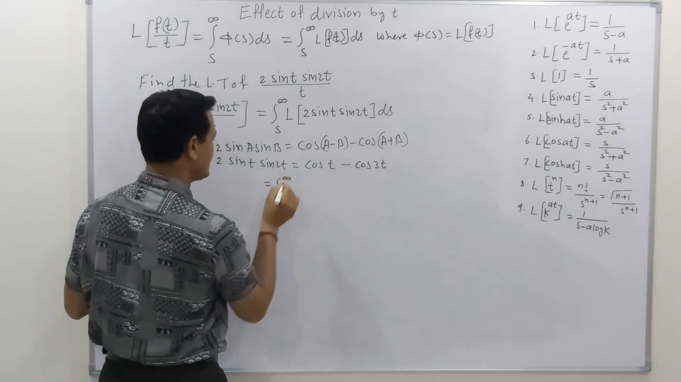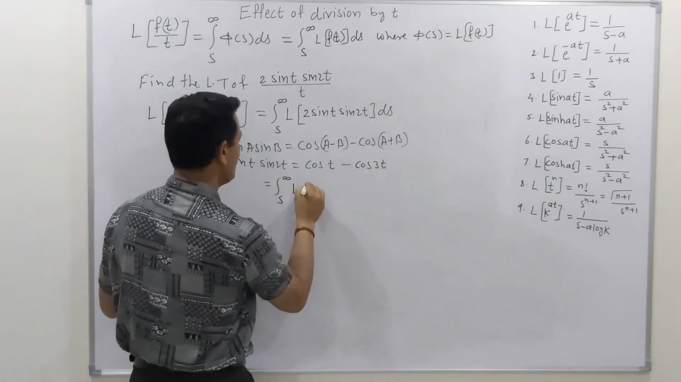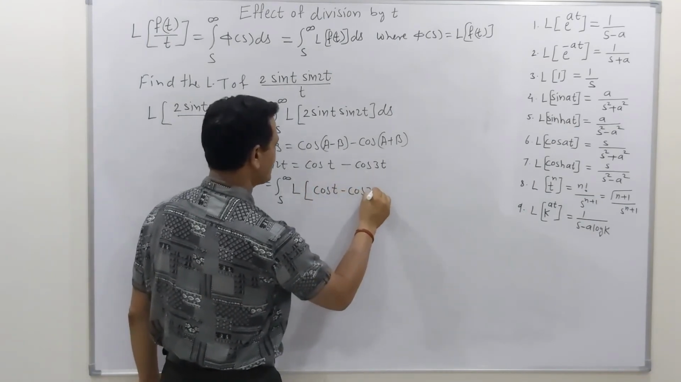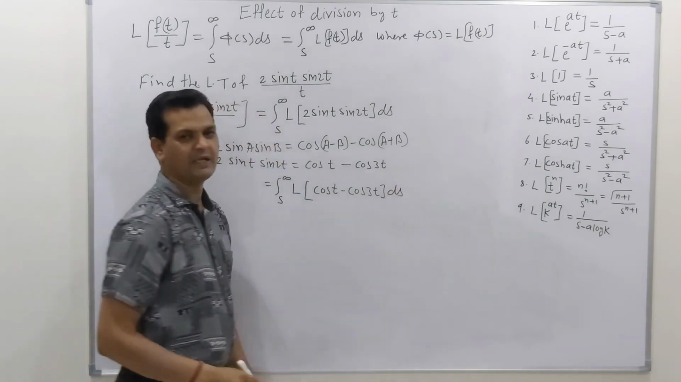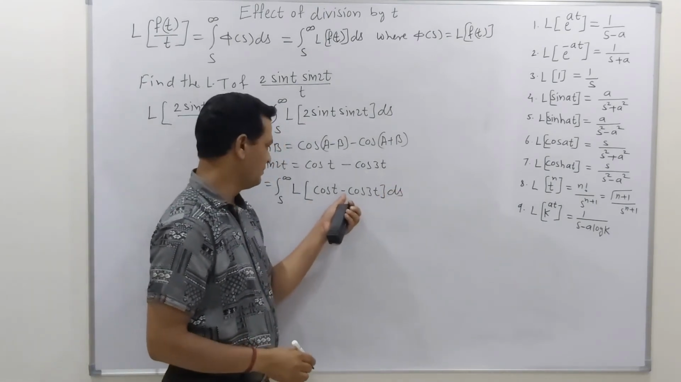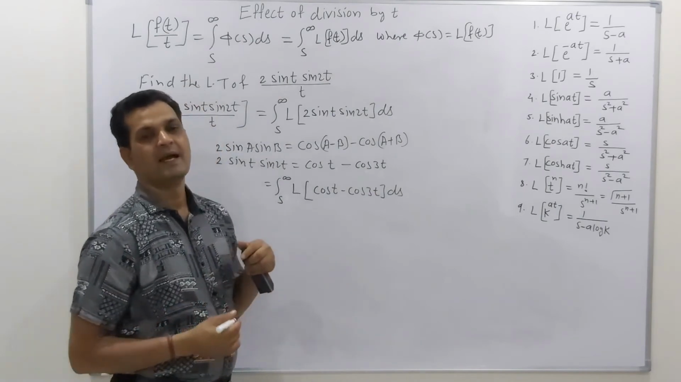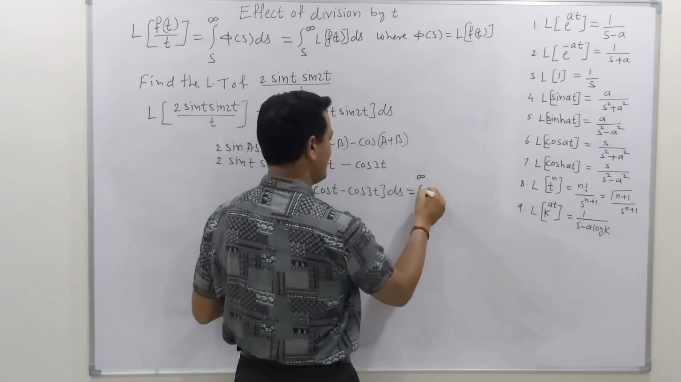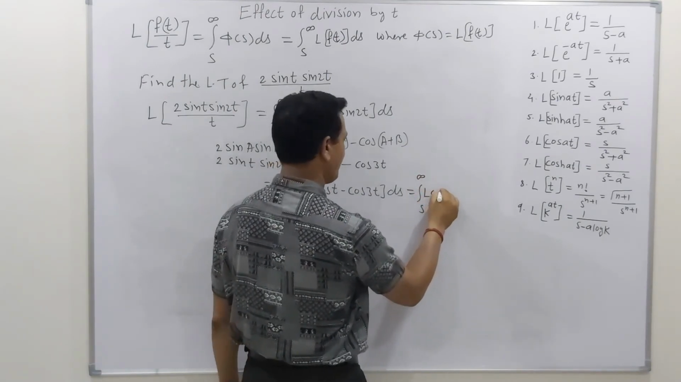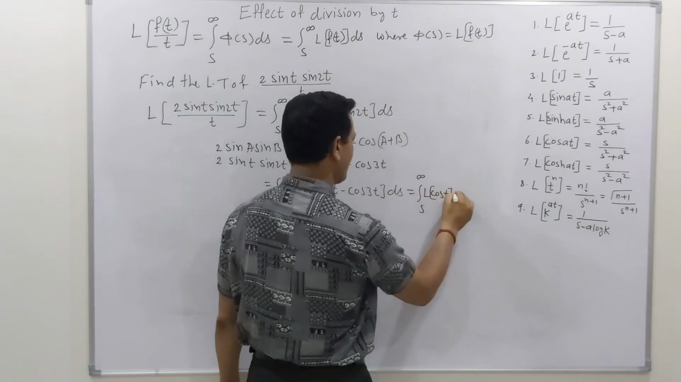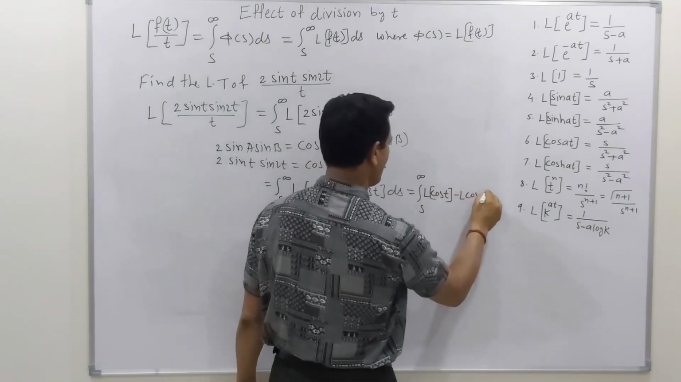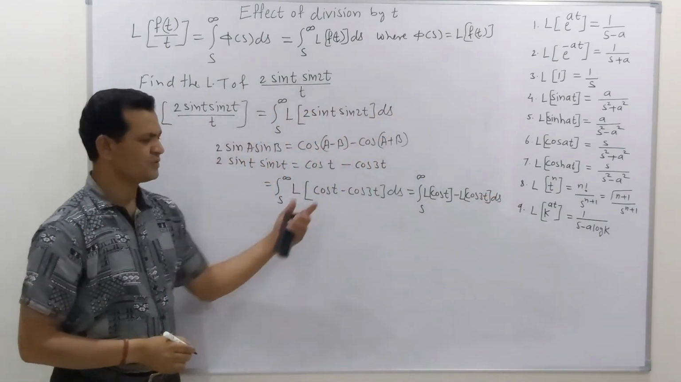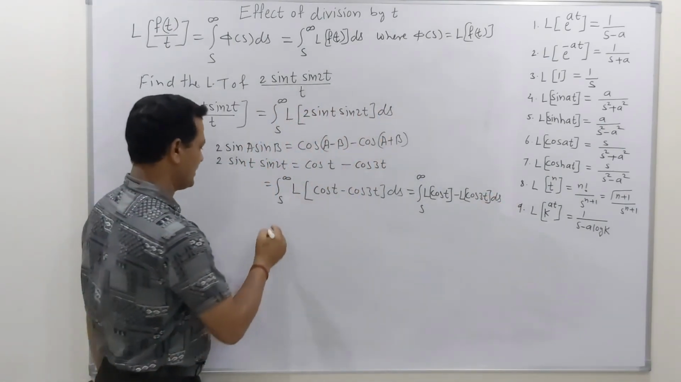which is equal to 1 upon integration s to infinity into Laplace transformation of cos of t minus cos of 3t into ds. So this is first term, this is second term, in between minus sign is there, so apply the linearity property of the Laplace transformation. So we can write this as integration s to infinity Laplace transformation of cos of t minus Laplace transformation of cos of 3t into ds. So this is because of the linearity property of the Laplace transformation.